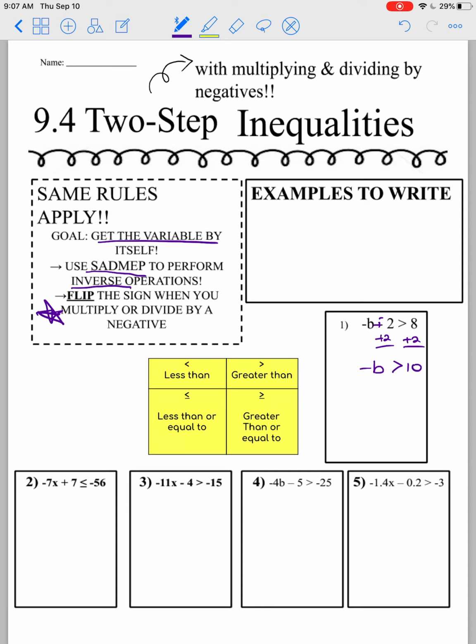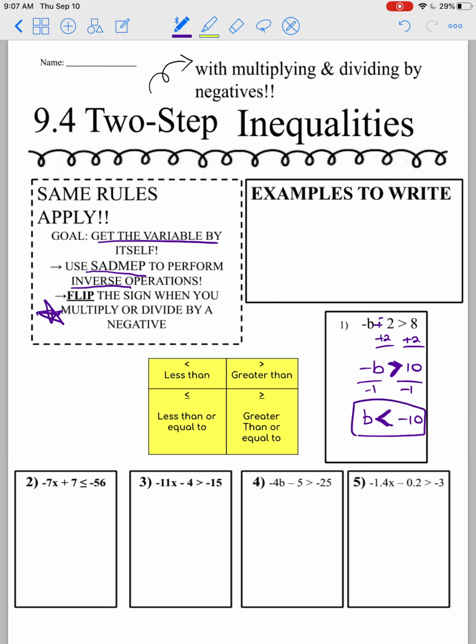Now remember that negative b, there is a 1 actually in front of that. So what I need to do is divide both sides by negative 1. That makes b positive because negative divided by negative is a positive. And then 10 divided by negative 1 is negative 10, but we have to flip the sign. Notice that up here the sign is pointing towards the 10, making b greater than. Notice here we flipped it. Now b is less than negative 10.